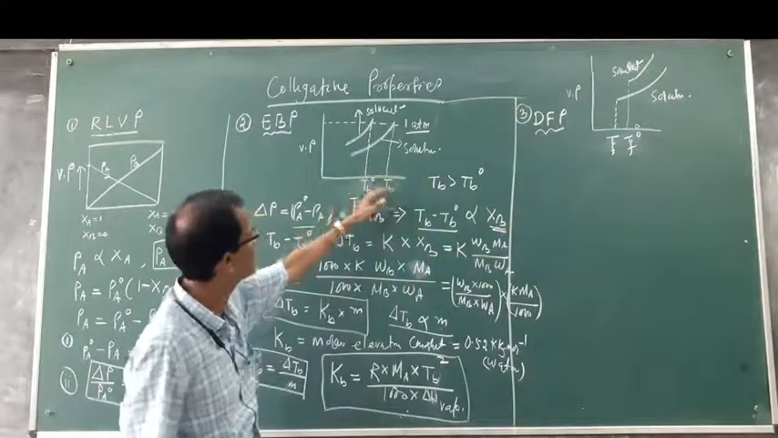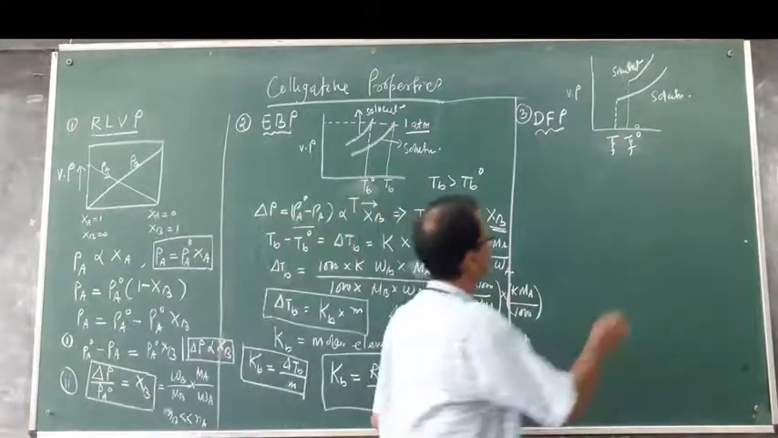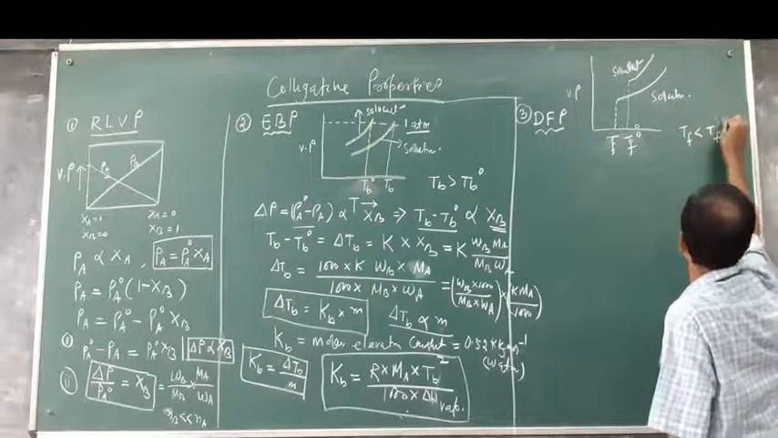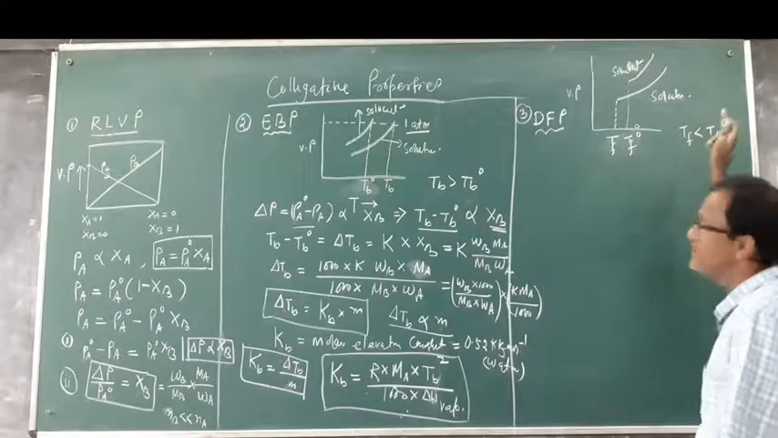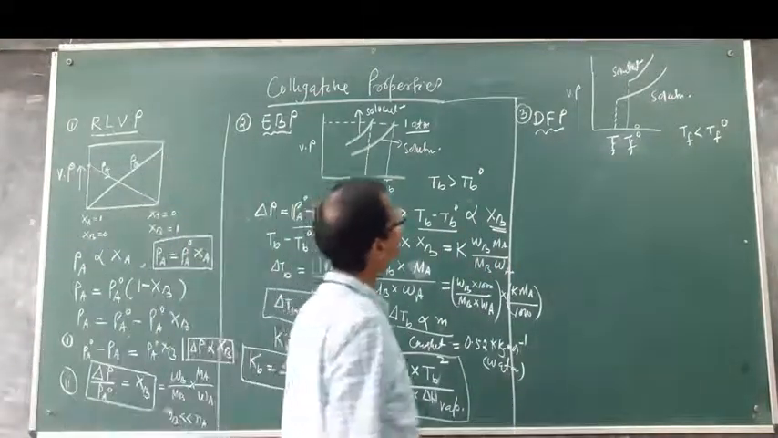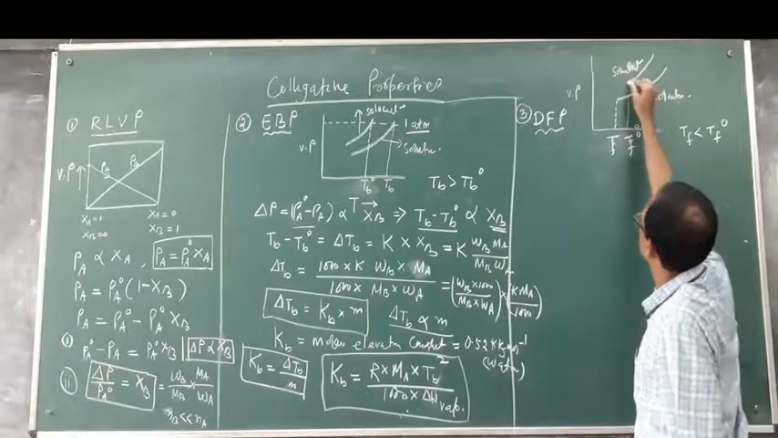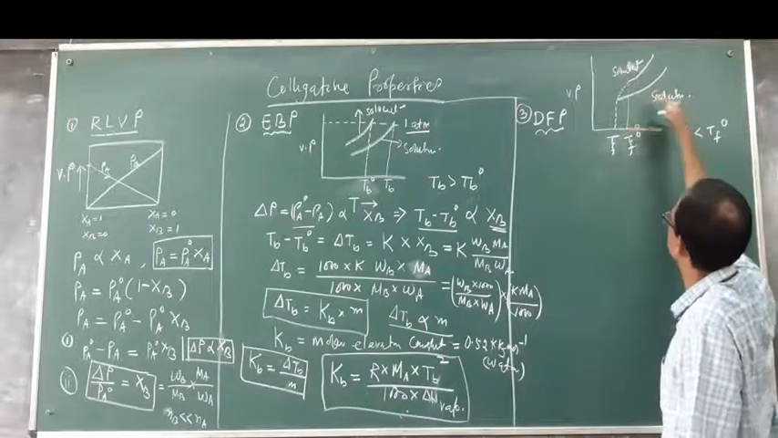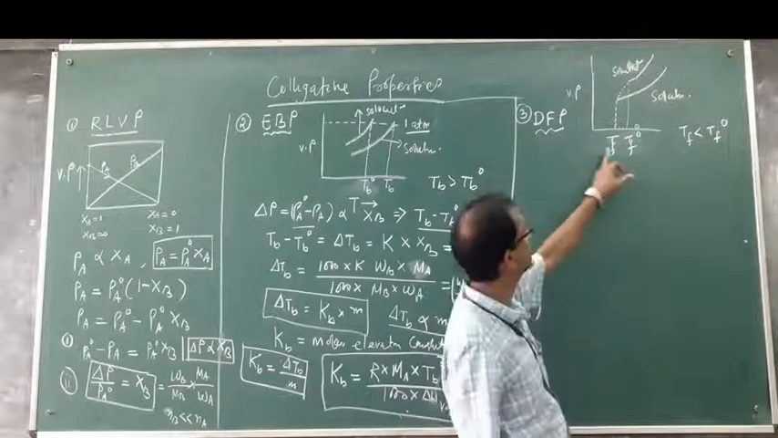Here the boiling point of the solution is greater than the boiling point of the solvent, but here it is just opposite. Tf is less than Tf naught. Here Tb is greater than Tb naught, but here Tf is less than Tf naught. So this is the relation. This is the freezing point of the solution and this is the freezing point of the solvent. If you see the graph, Tf naught is greater than Tf.